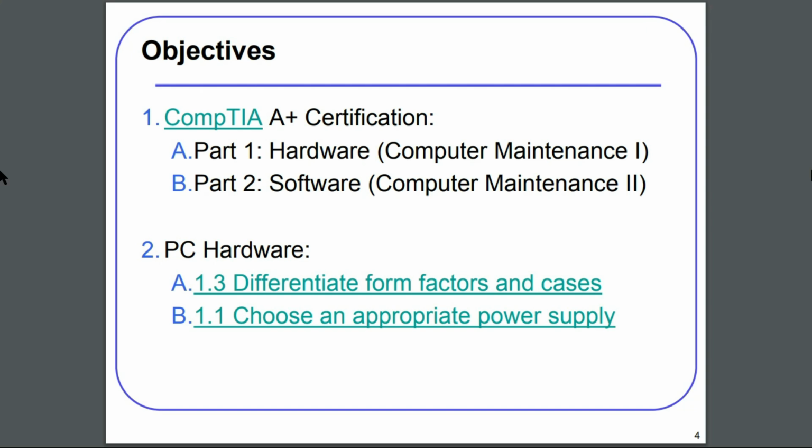CompTIA certifications: part 1 is hardware, computer maintenance 1; part 2 is software, computer maintenance 2. PC hardware: differentiate form factors and cases, and choose an appropriate power supply.